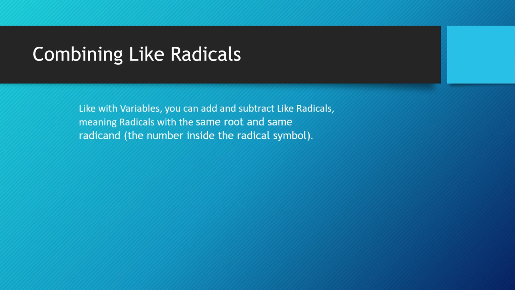Like with variables, you can add and subtract like radicals, meaning radicals with the same root and same radicand, the number inside the radical symbol. For example, we can add 5 root 3 and 7 root 3 because they have the same number inside the radical symbol, and they are both square roots. So, when we combine them by addition, we get 12 root 3. We would not be able to add or subtract radical expressions like 4 cube root 2 and 6 root 5, because their roots and radicands don't match up.